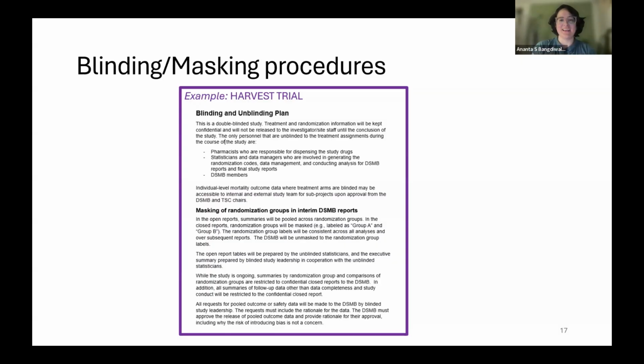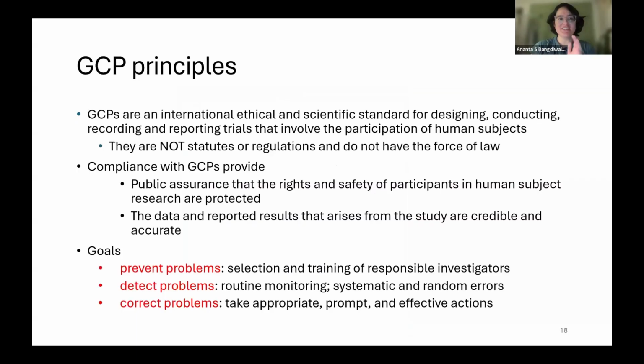Great. Okay. So the next section is talking about GCP principles. So good clinical practice. These are an international ethical and scientific standard for designing, conducting, recording, and reporting trials that involve participation of human subjects. These are not statutes and regulations. They do not have the force of law.